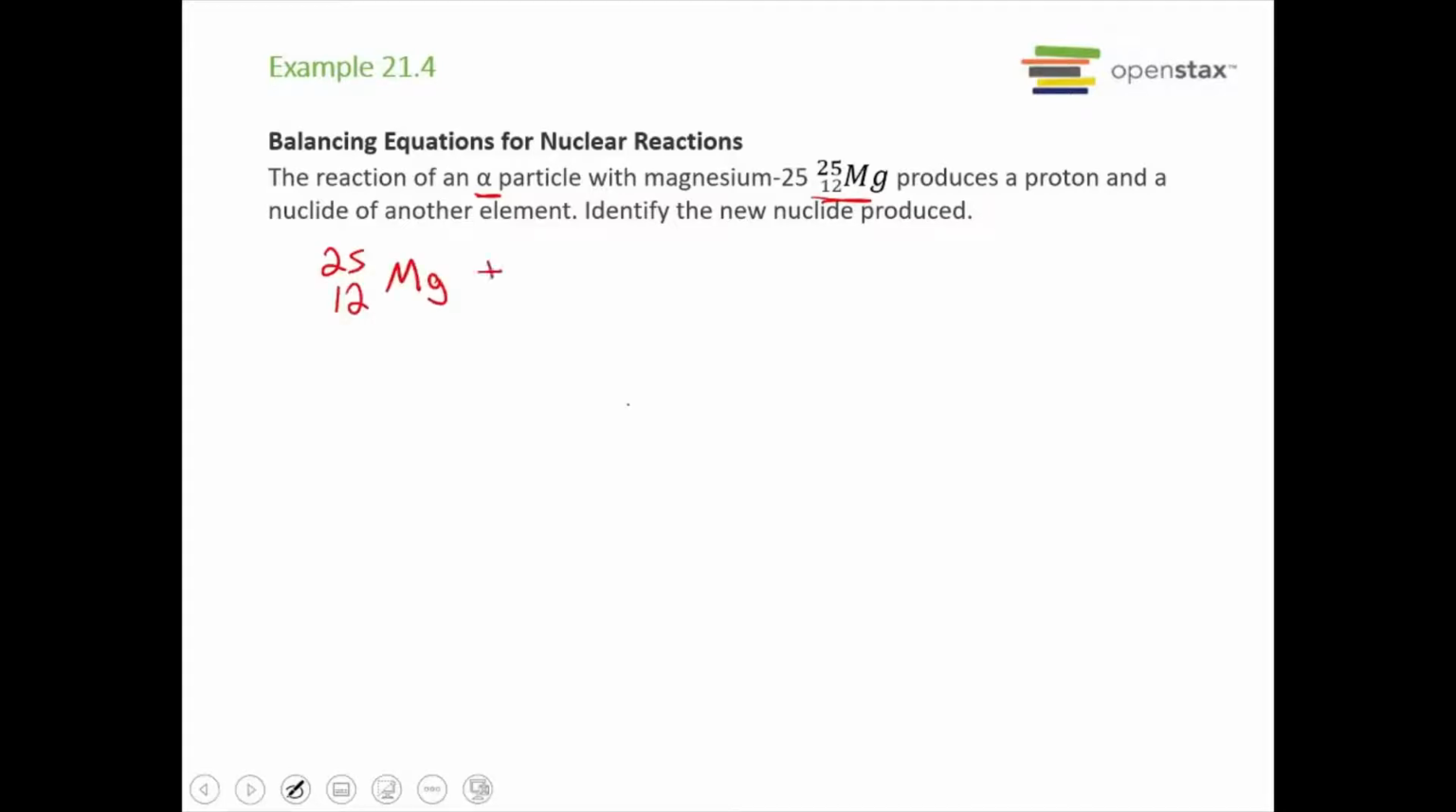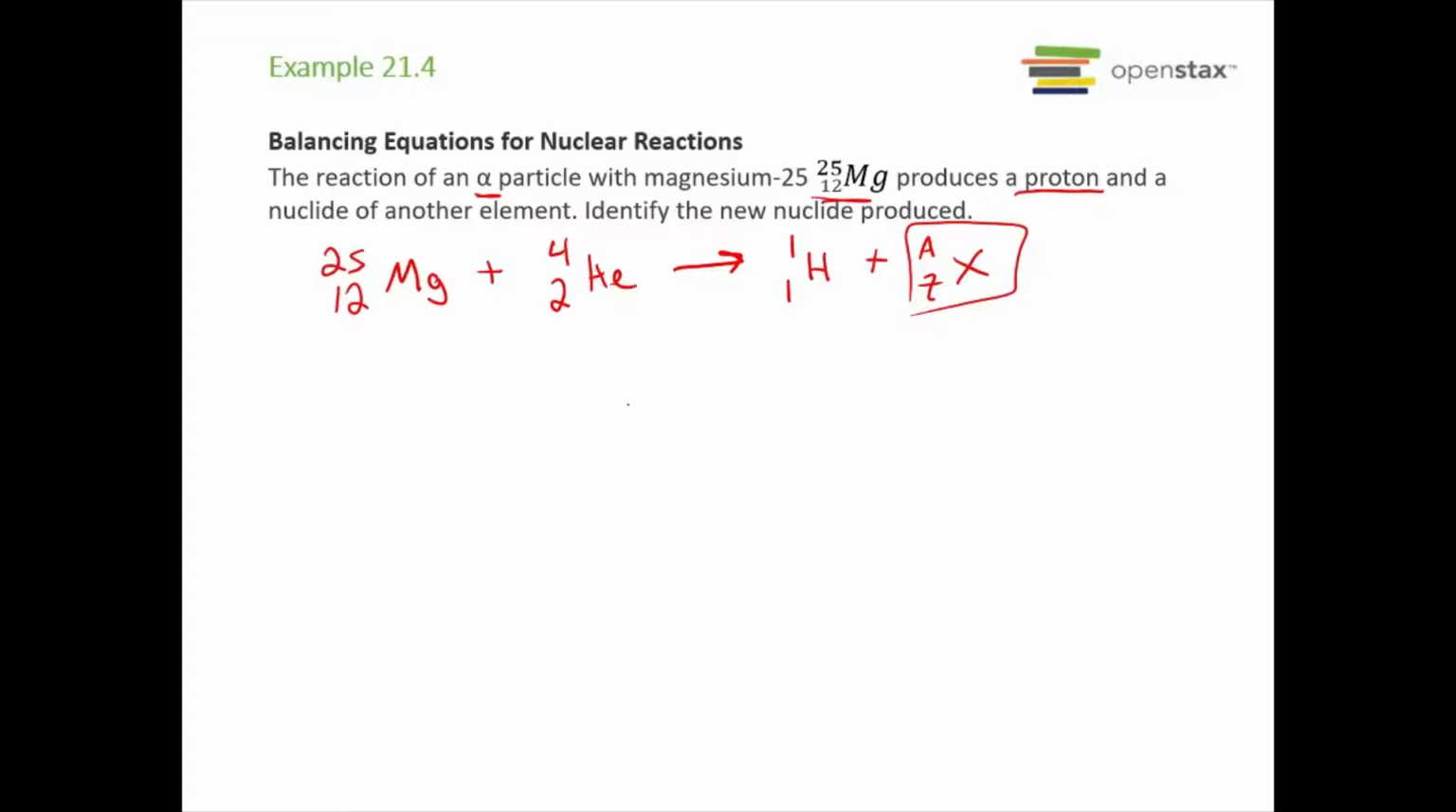So the alpha particle is this 4 2 helium, and we're told it's making a proton. So that's 1 1 hydrogen, and then some other element. So we can put A, Z, and X. So we need to figure out what this is. So we know, though, that we need to have the same mass number on both sides of our arrow.